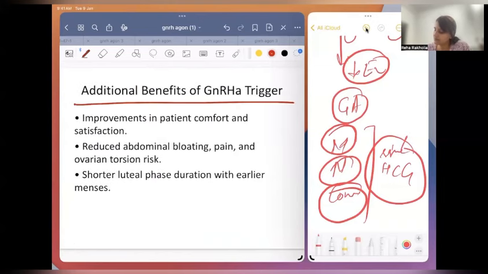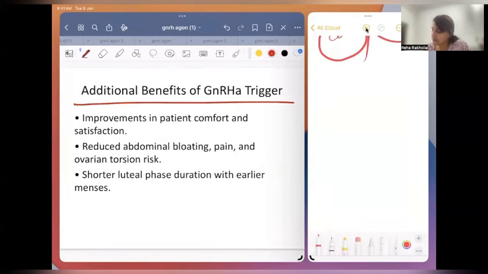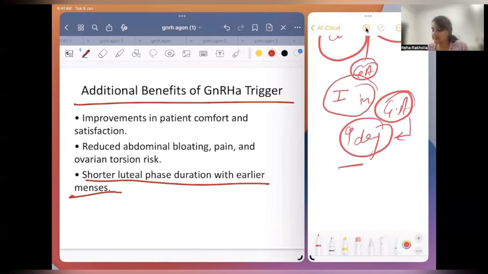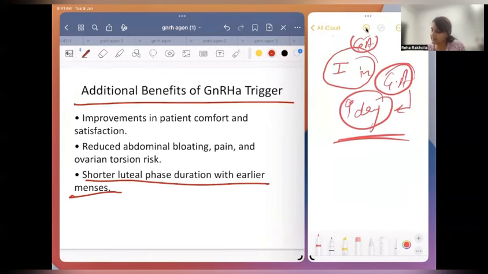Then additional benefit of GnRH agonist trigger. It causes improvement in patient comfort and satisfaction. How? It reduces abdominal bloating, pain, and ovarian torsion risk because it decreases the size of the ovary. Also there is a shorter luteal phase. How much? Nine days. With GnRH agonist, the luteal phase is for 9 days, so they'll get periods earlier.